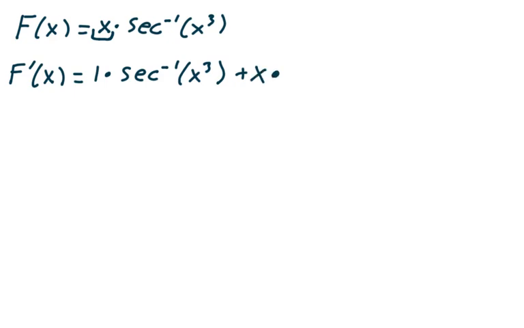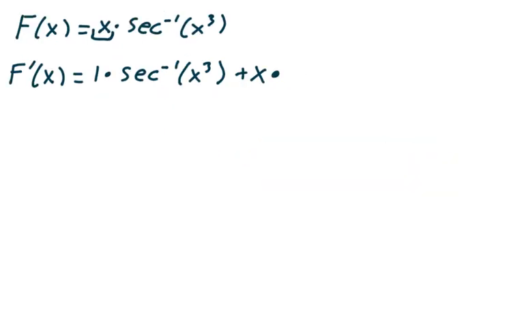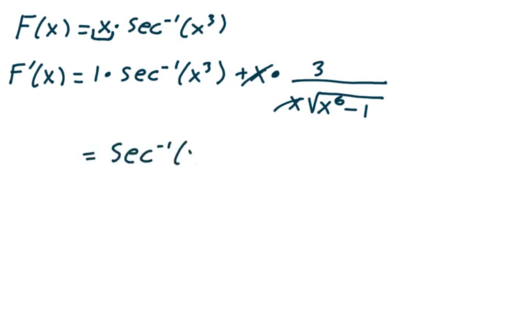Now, let's go back and remind ourselves. The derivative of inverse secant of x cubed with respect to x is this mess, right? So I'm going to write 3 over x times the square root of x to the 6th minus 1. So it's interesting. Now notice how the x's cancel, and we get inverse secant of x cubed plus 3 over the square root of x to the 6th minus 1.